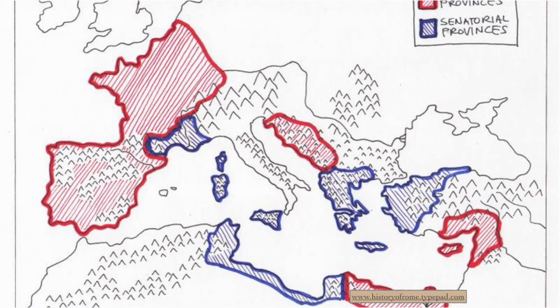So here's just a quick map to have a look at. The red provinces are the imperial ones that Augustus controlled in the edges and the more volatile parts of the empire, and the senatorial provinces are the blue ones. They had been under Roman control for a much longer period of time.